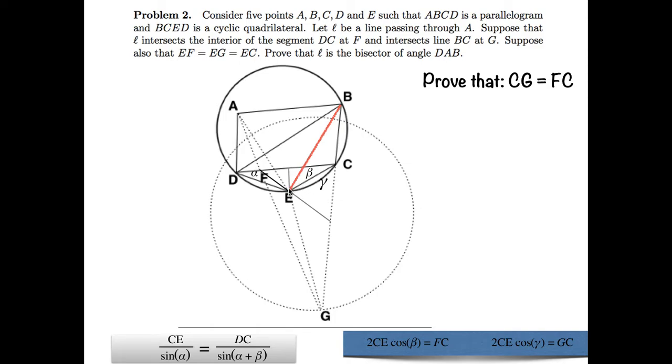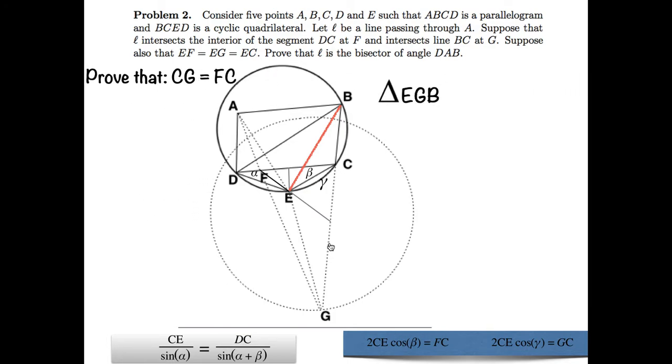Look at these two triangles, BEC and EDC. They both lie on the same arc, which means angle EDC must be equal to angle EBC. That means angle EBC must also be equal to alpha. And as EC is equal to EG, as given by the equation, we have angle EGC also equal to gamma.